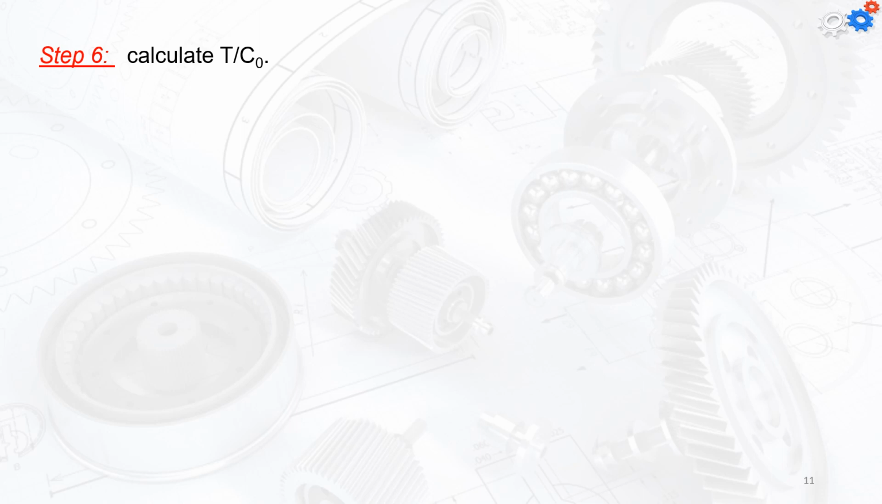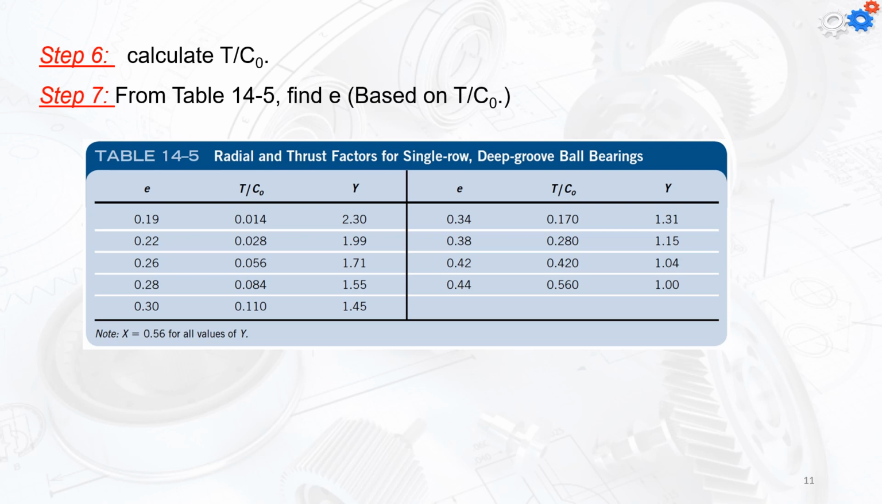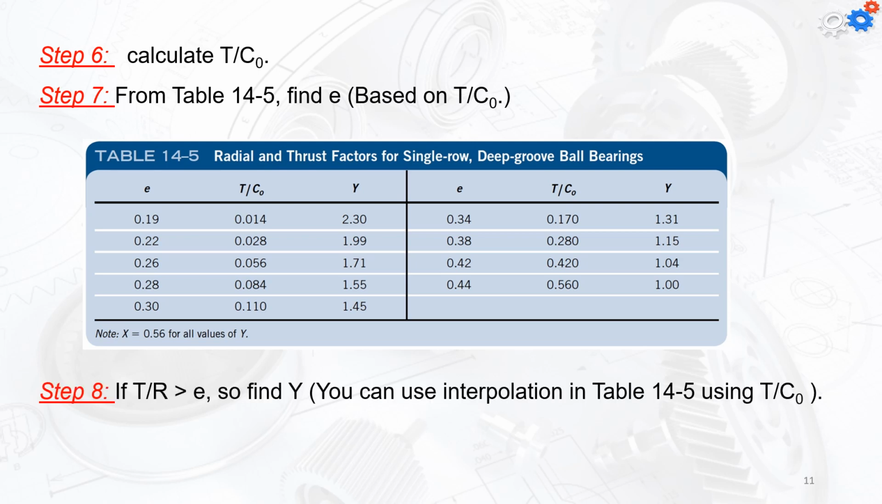With known C0, we can calculate the T over C0 ratio. Go to Table 14.5 and find the value of e based on T over C0. If my value of T over C0 is not located in the second column, it is possible to do interpolation between the multiple values. Step number 8: if the T over R ratio is more than e, then we need to find Y. Once again, we can use interpolation in Table 14.5 using the T over C0 ratio.